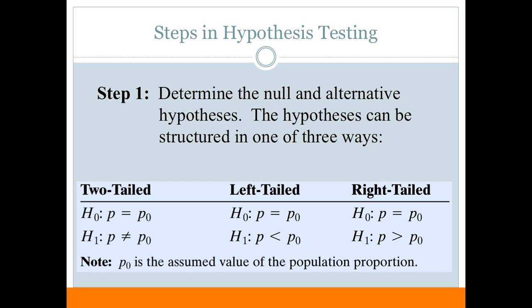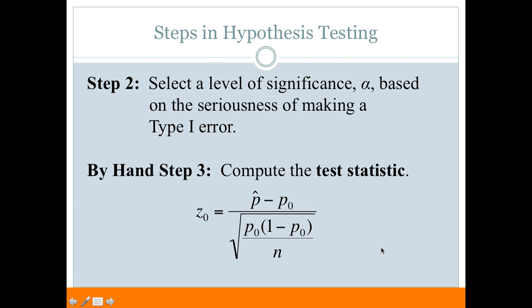Now, our alternative hypothesis depends on which type of test we have. So if we have a two-tailed test, we have p not equal to p naught. If we have a left-tailed test, we have p less than p naught. So this would be something where we think a proportion has decreased, or we could think that a proportion has increased, which would be a right-tailed test, where p is greater than p naught.